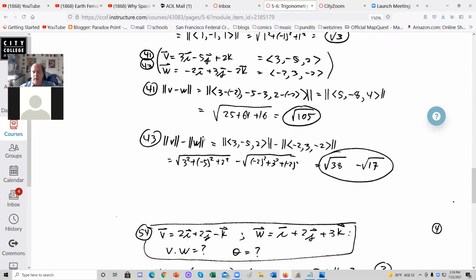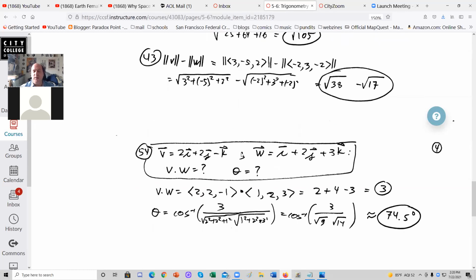Okay. Here, instead of the length of the difference, we'll take the difference of the lengths. Length of 3 by negative 5 by 2 minus length of negative 2 by 3 by negative 2. This length here is square root of 3 squared plus negative 5 squared plus 2 squared, minus, this length here is the square root of negative 2 squared plus 3 squared plus negative 2 squared. After a bit of arithmetic, this comes out to 38 and this to 17. So the answer is square root of 38 minus square root of 17. And again, obviously, these will be quite different.